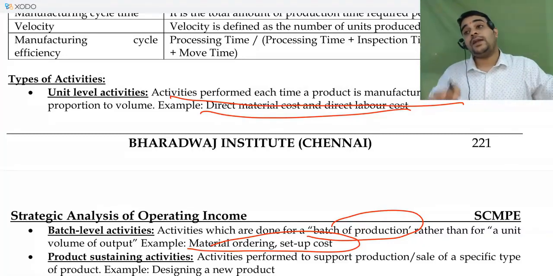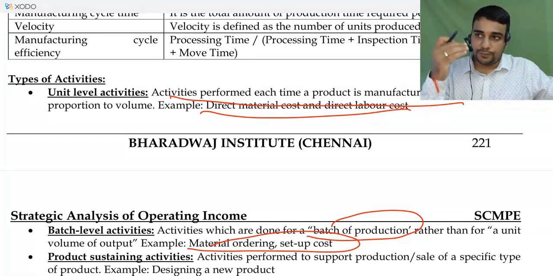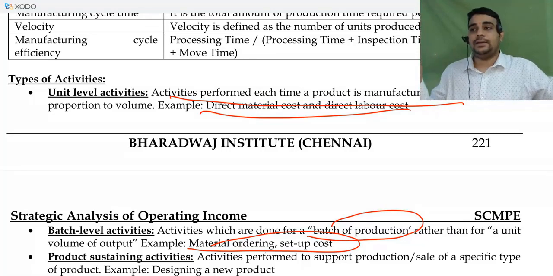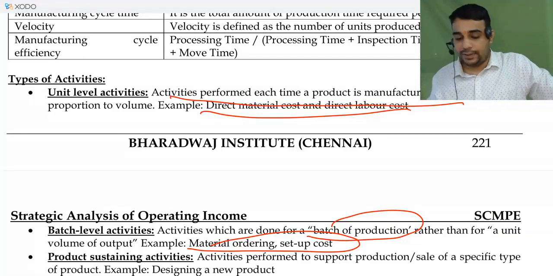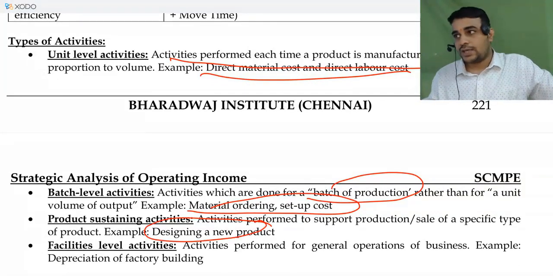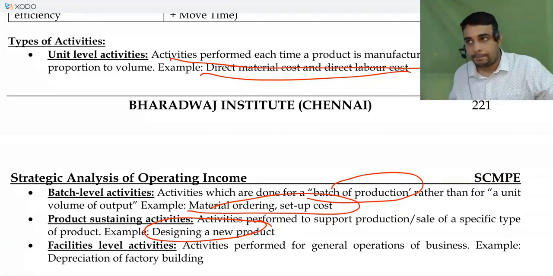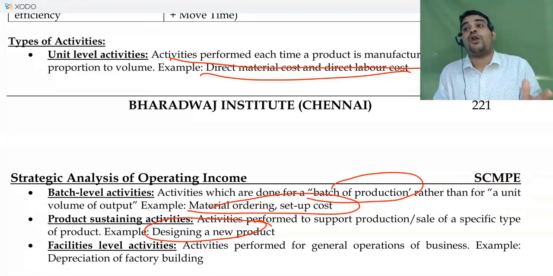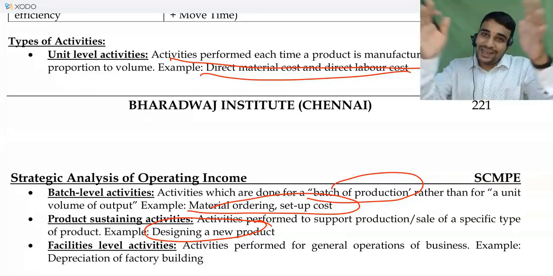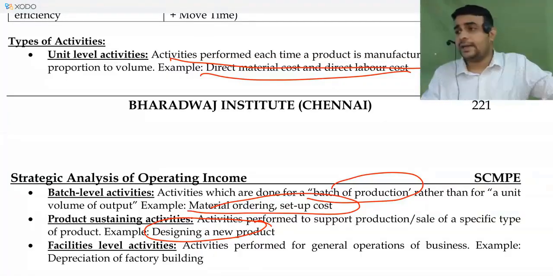If you do advertising for the whole company, so PepsiCo has multiple sub products, if they do advertising only for Lays, it becomes a product level activity. If they do advertising of the company, then it becomes a facility level activity. These costs will not be there at a per unit level or at a per batch level. So costs which are per unit or per batch, you put it there. But certain costs like rent, rent is not per unit, rent is not per batch. If you pay rent only for a specific product, then rent is a product level activity based cost. If you pay rent for the entire company, then rent is a facility level cost.